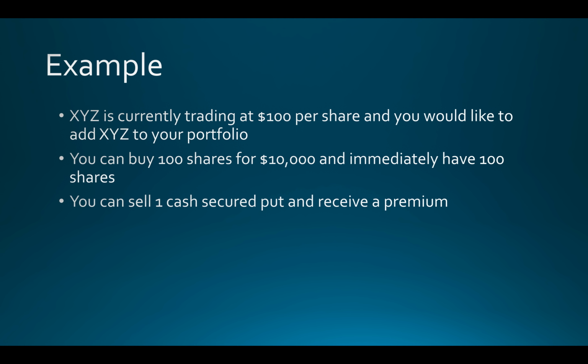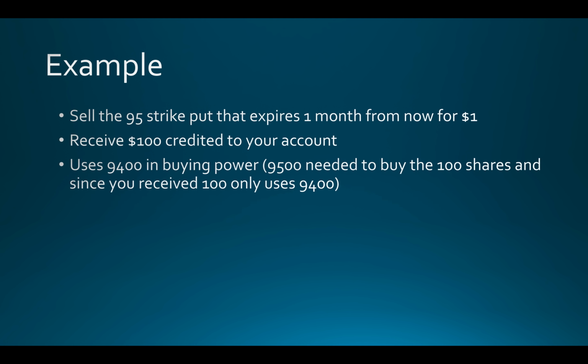This can be useful if you think that the price of the stock will dramatically increase in the future. If this is the case, then you might not want to sell a put and you might just want to buy shares. But if you think that it might just go up a little bit or you're not entirely sure but you want it, then it can be beneficial to sell a cash secured put and receive premium.